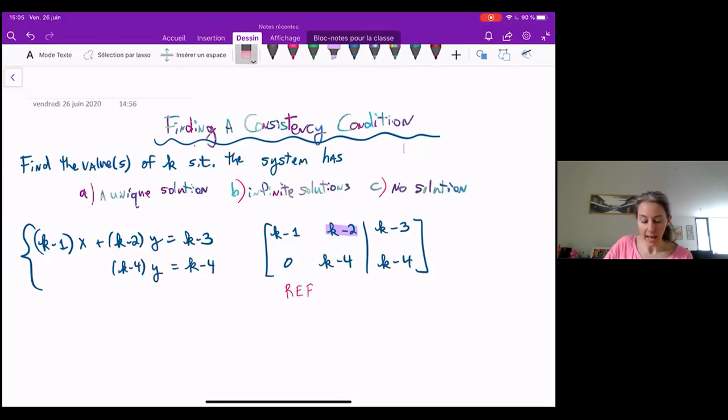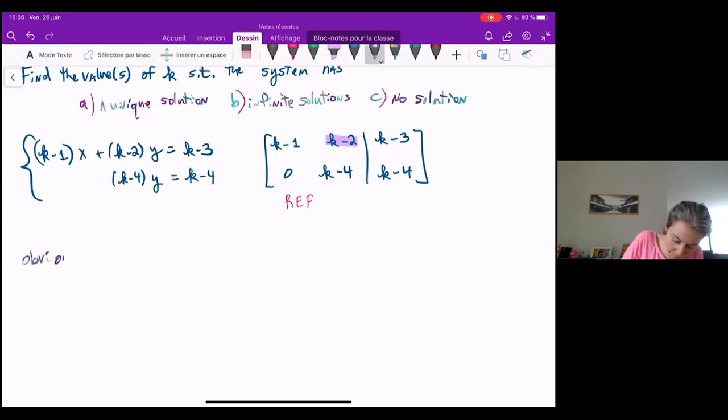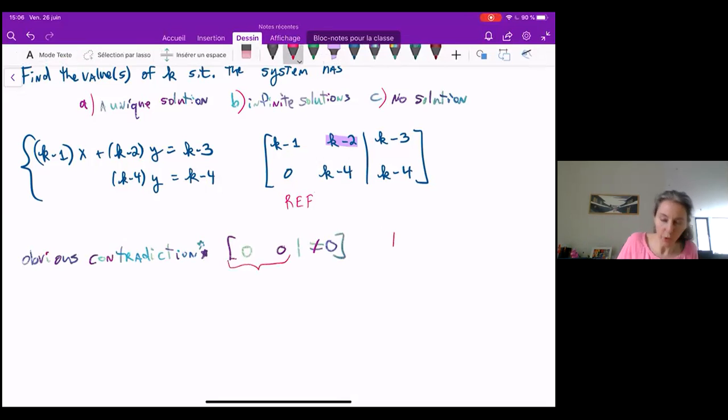Now, when we have the matrix in REF, the first thing we should do is check: is there an obvious contradiction? Our obvious contradiction would be if we had 0, 0, and then not 0. So when we say obvious contradiction, we're looking for something where there are already zeros across. Is there a row of zeros? There isn't. So in this particular problem, there is no obvious contradiction. None, because no row of zeros.